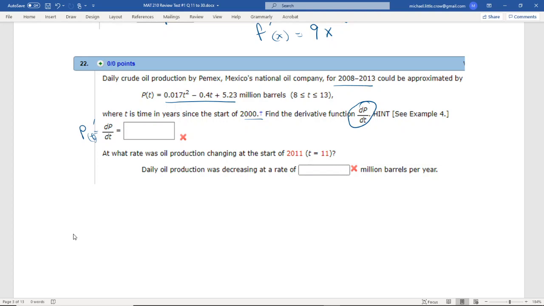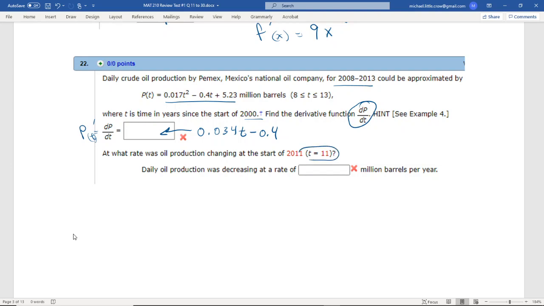Okay, so we're going to take the derivative, so the 2 comes down, 0.017 times 2, so you can double that, that's 0.034 t to the first power, right? 2 minus 1. The middle term, take its derivative, the 1 comes down, so that's minus 0.4 t to the 0 power, which is 1, but we don't have to write it, and the last part is 0. So that is the derivative that goes into there. We're done. Now, at what rate was oil production changing at the start of 2011?